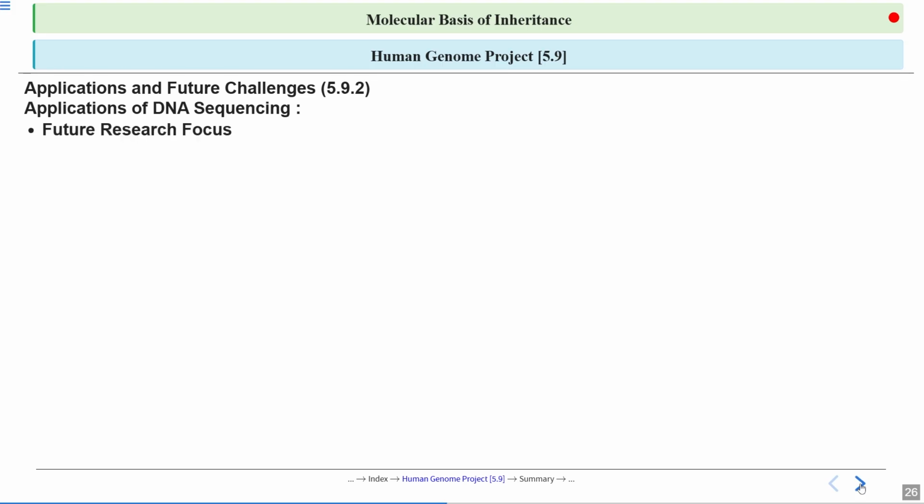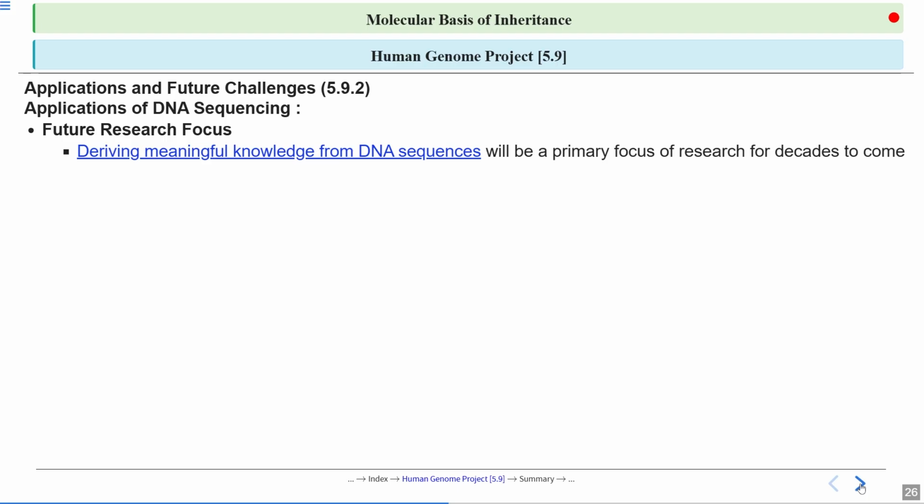Application of DNA sequence. Future research focus. Deriving meaningful knowledge from this DNA sequence will be the primary focus of research for decades to come. It means even after DNA sequencing, what they have to do is analyze the meaningful knowledge from this DNA sequencing. This is one of the most important things. This will drive understanding of the whole biological system.